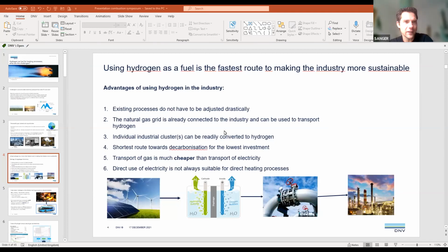The presentation is about, like the title says, hydrogen as a fuel for heating processes. And I would like to sketch some of the challenges we are currently facing when we convert natural gas burners to hydrogen burners. But before going into great detail, I would like to give a short introduction.